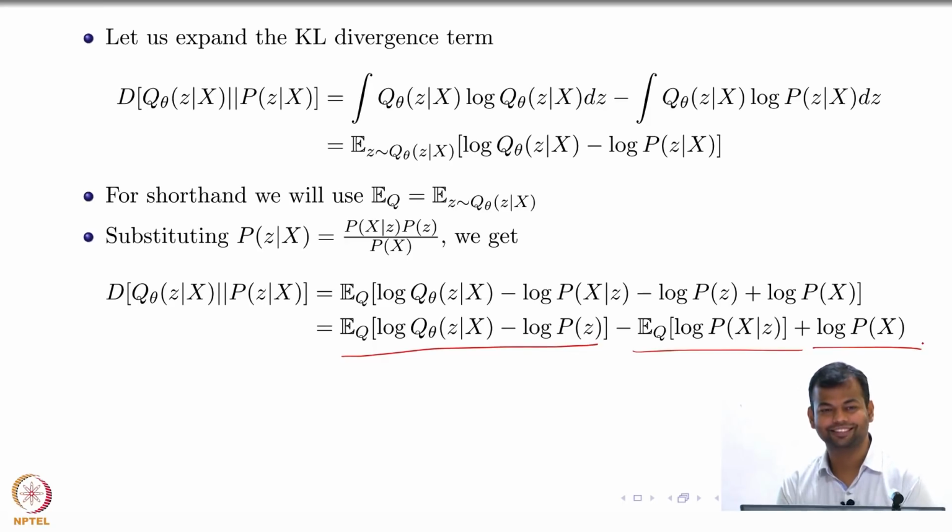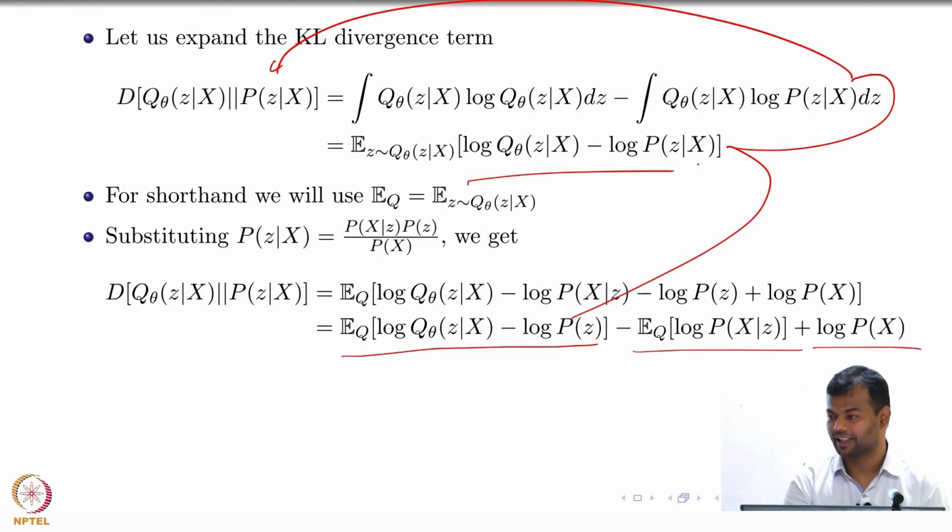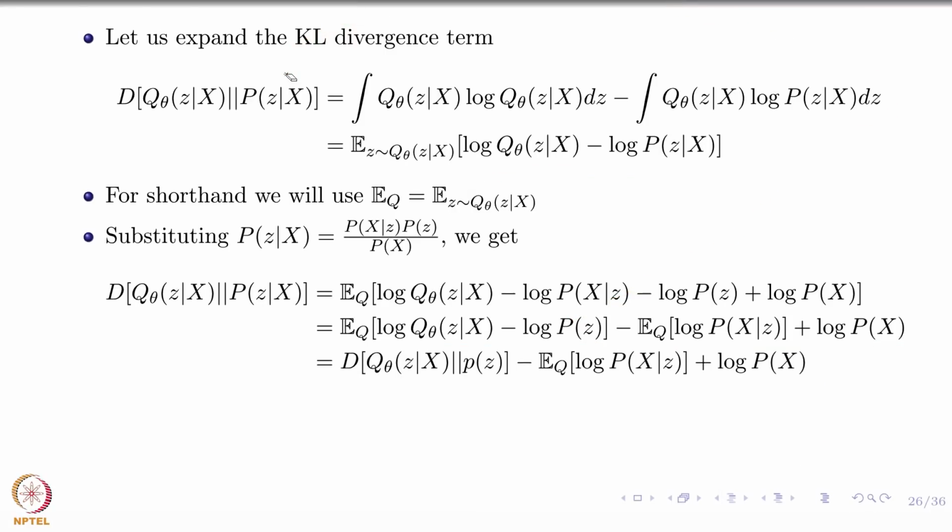What's the first quantity? What I meant is this looks very similar to this, and which was actually derived from here. So now can you tell me what it is? KL divergence between Q of Z given X and P of Z. Okay? The second term I'll leave it as it is, and the third term also I'll leave it as it is. Okay?